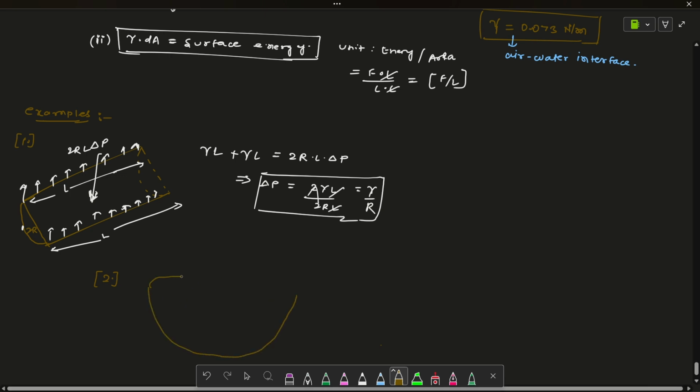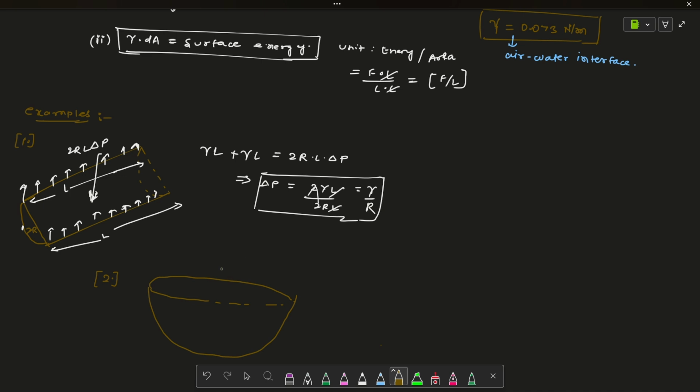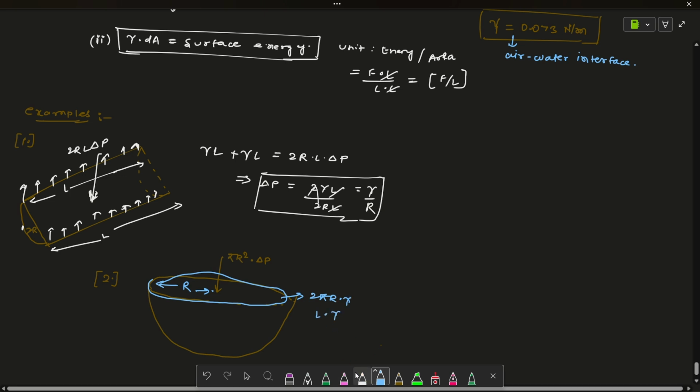Now let's discuss the second example, the case of a sphere, I mean a hemisphere. A sphere is there and we have cut it into two equal halves. Again the same base, the area here is pi r square, and the force would be acting as delta P. The whole interface line has radius r, so it would be 2 pi r into gamma, since surface force is length into gamma, where the interface length is 2 pi r.